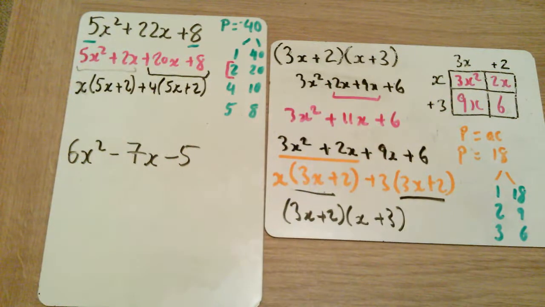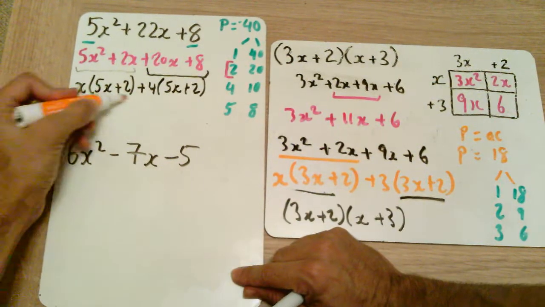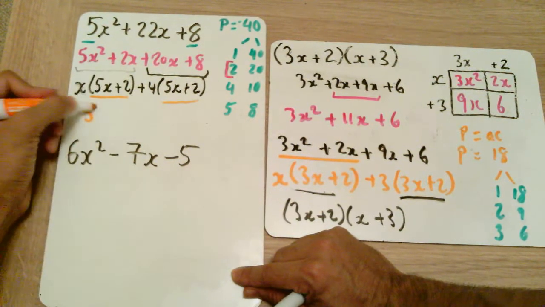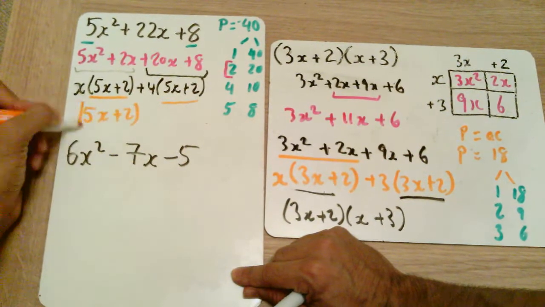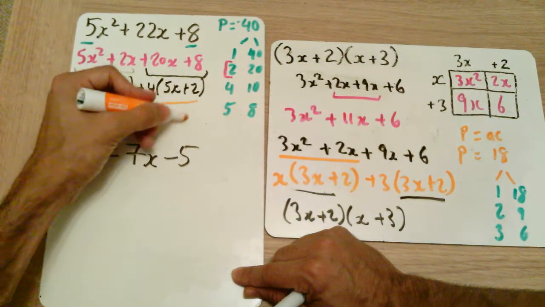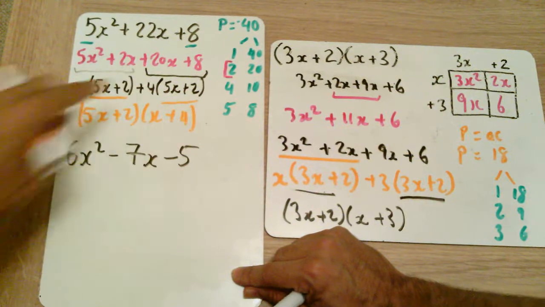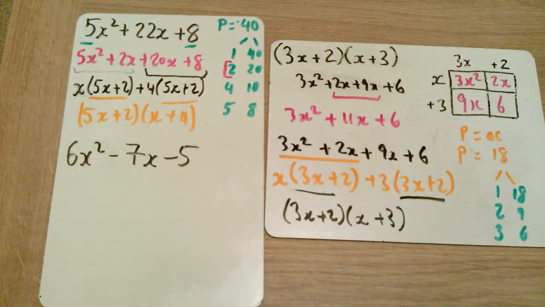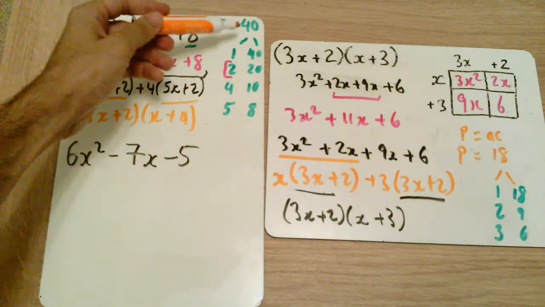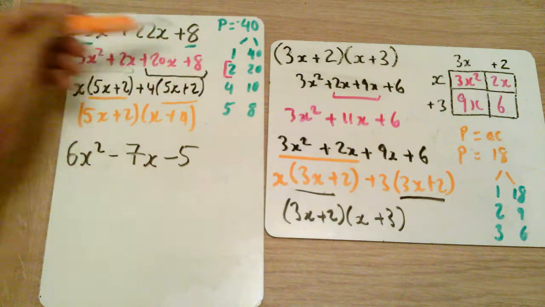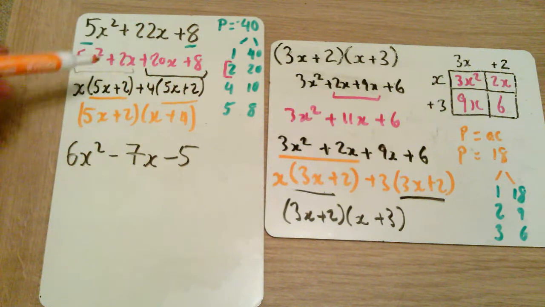We can finally see that 5x plus 2 is common to both terms. So I can once again take out that last factor of 5x plus 2, and then we end up with x plus 4. And that's it, that was the method. We've used AC, found the pairing that multiplied to make 40 and add to make 22, split that up, factorized in pairs.